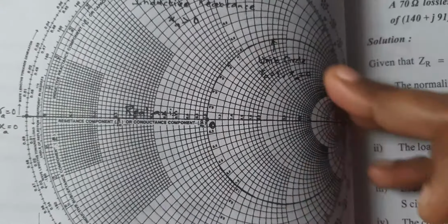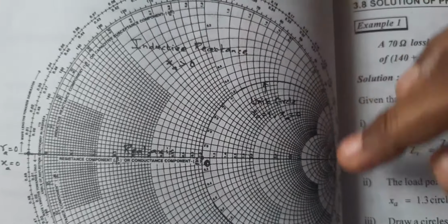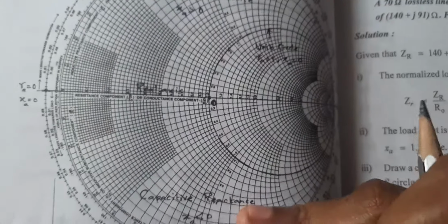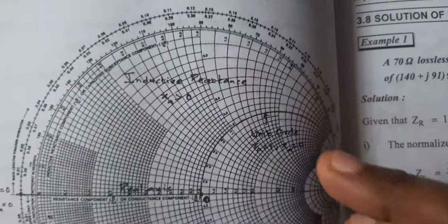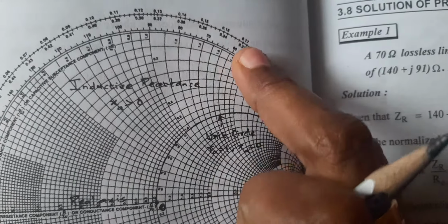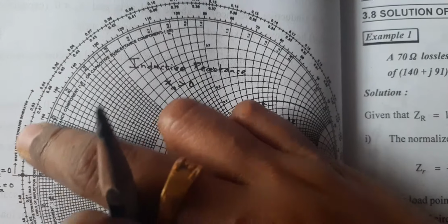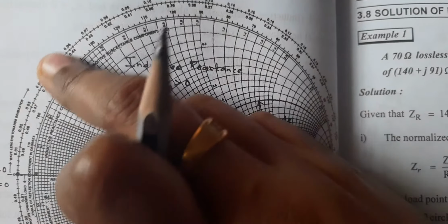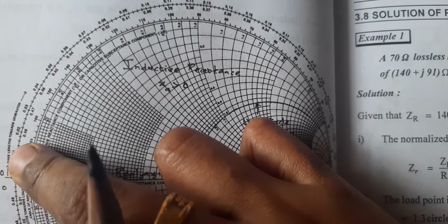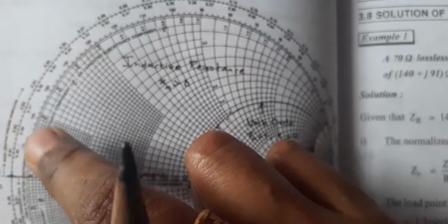These are the constant R circles, that is the resistance circles, and these arc values are the constant reactance circles, inductive and capacitive reactance. And see, at the outermost there are three values. One is the outermost circle, which is the distance in wavelengths towards the generator, from load towards generator.